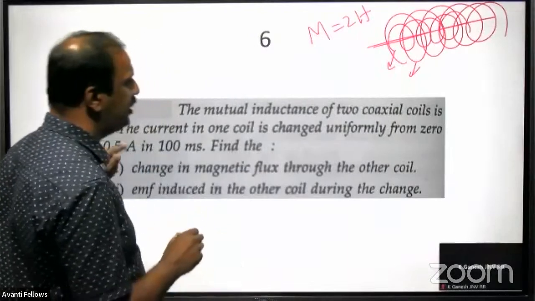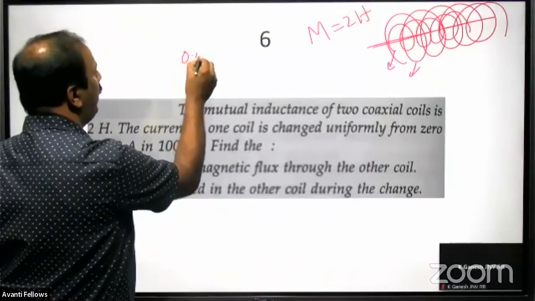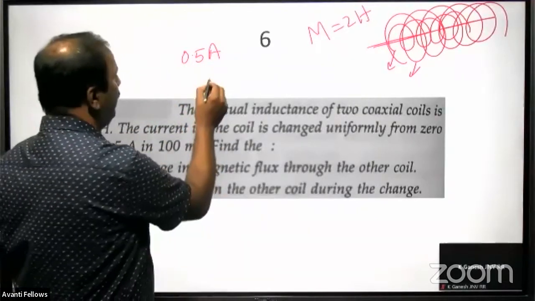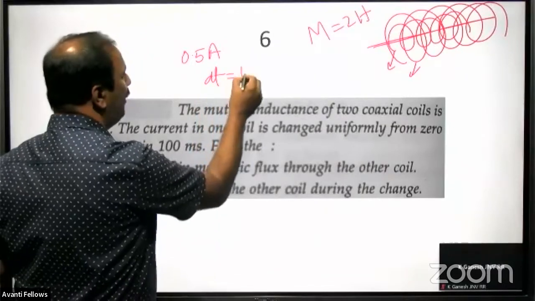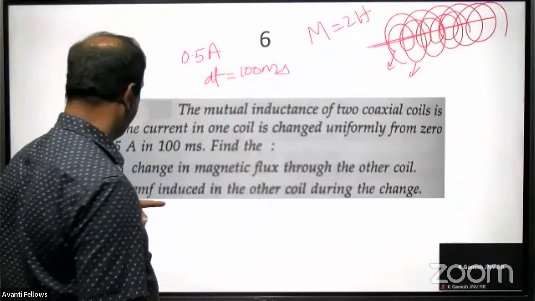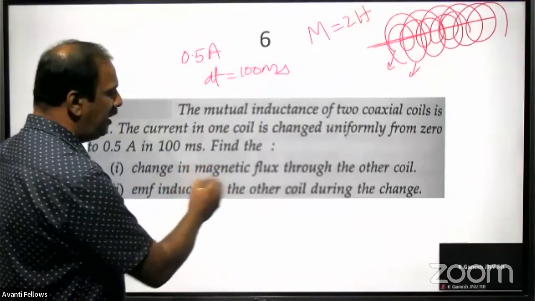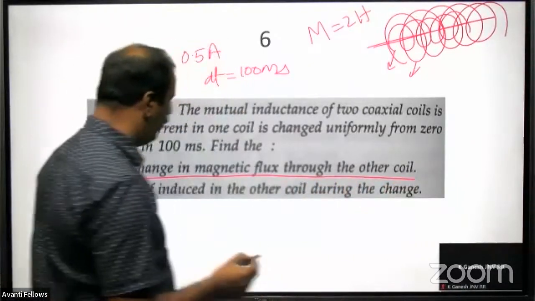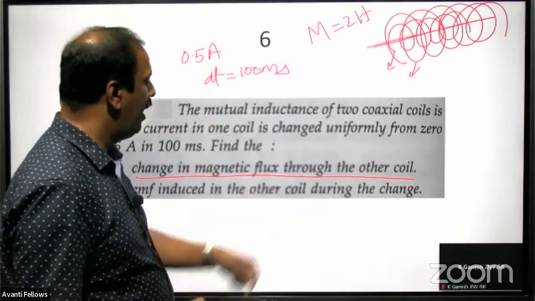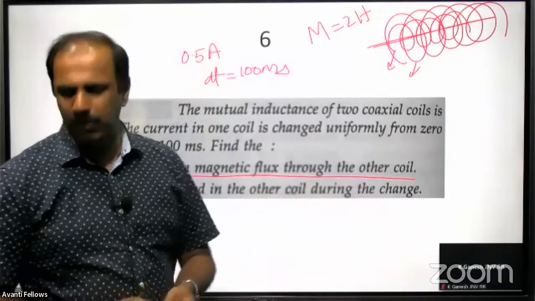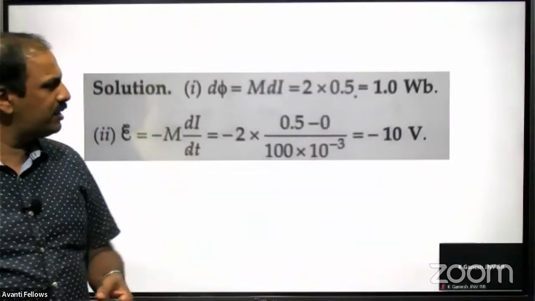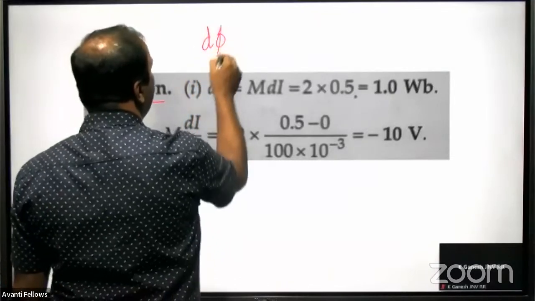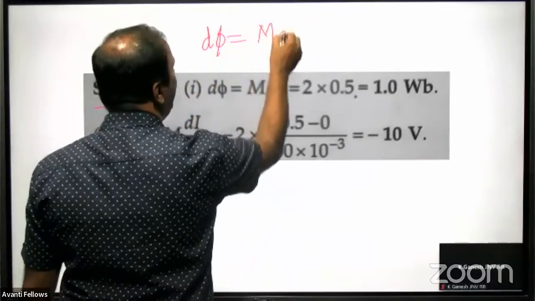So what is our change? 0 to 0.5. So 0.5 ampere is the change in the current. And the time, delta t, will be equal to 100 milliseconds. Find the change in the magnetic flux. This is a simple question only actually. Change in the magnetic flux through the other coil and EMF induced in the other coil during the change. So here also, just like the previous one we did, this is also something direct. You see the solution, this d phi is equal to M into di.